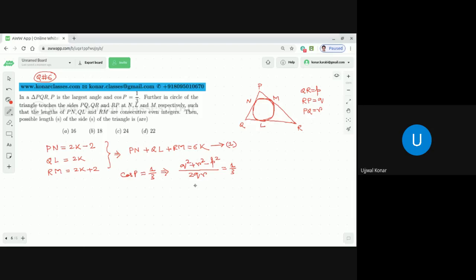This implies we are going to get Q square plus R square minus P square is equal to 2 by 3 into Q into R. Let's keep this as equation number 2.